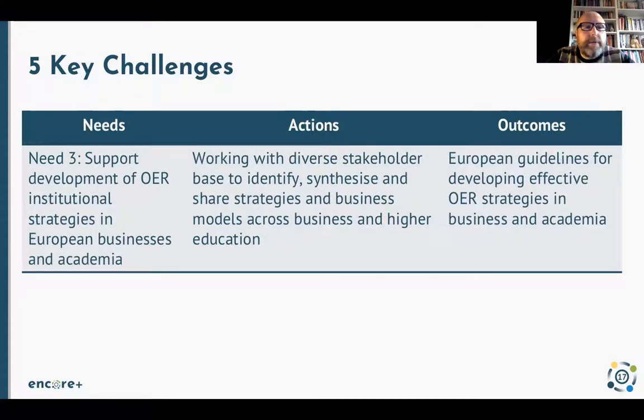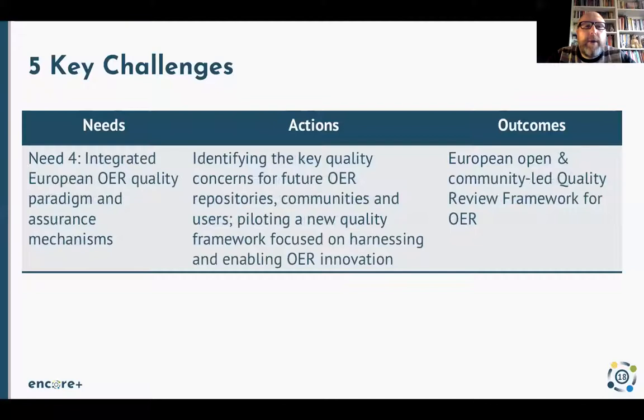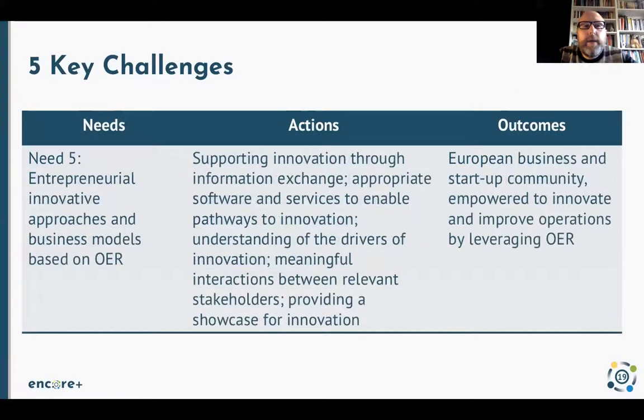Another need is around the lack of institutional strategies. Try to avoid talking about policies only, because you can end up just sort of writing another policy that doesn't necessarily do anything. So there's also a strand here which is about finding strategies that work across different sectors and stakeholders. We have a quality strand, which is all about trying to find the right quality assurance mechanisms for educational systems of the future. And we have another need, which is the idea that we need innovative approaches and business models based around OER. And that's the sort of area that I'll be focusing on today.